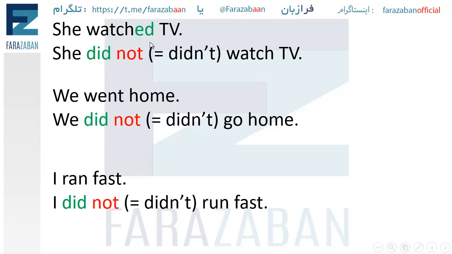Did, so we want to make it negative, add not. What happens to the verb? This is the base form. After did or did not, our verb comes in simple form, with no -ed and no past form. Why? Because here you have did. Did has taken over the past role, so there's no need to add it to the verb again. So after did or did not, the verb is in simple form.